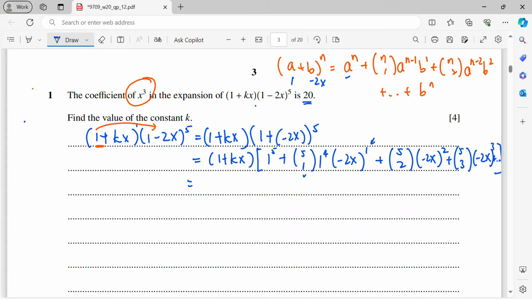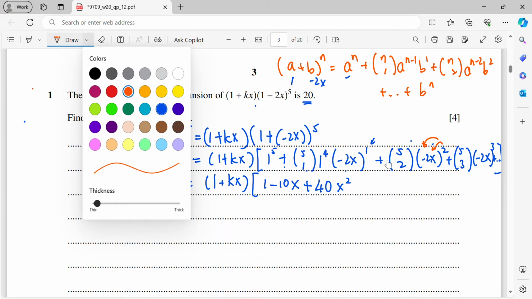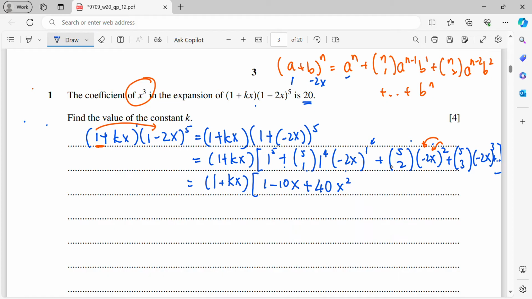Then from here, I will be getting 1 plus kx. Then we just need to simplify the expansion now. So you will be getting 1 plus 5C1, which is 5 times minus 2, becomes minus 10, so I will change to minus 10x. And then 5C2 times minus 2 squared will be plus 40x squared. Bring the squared to the x also. Then for the 5C3 together with minus 2 cubed, you will be getting minus 80x cubed.